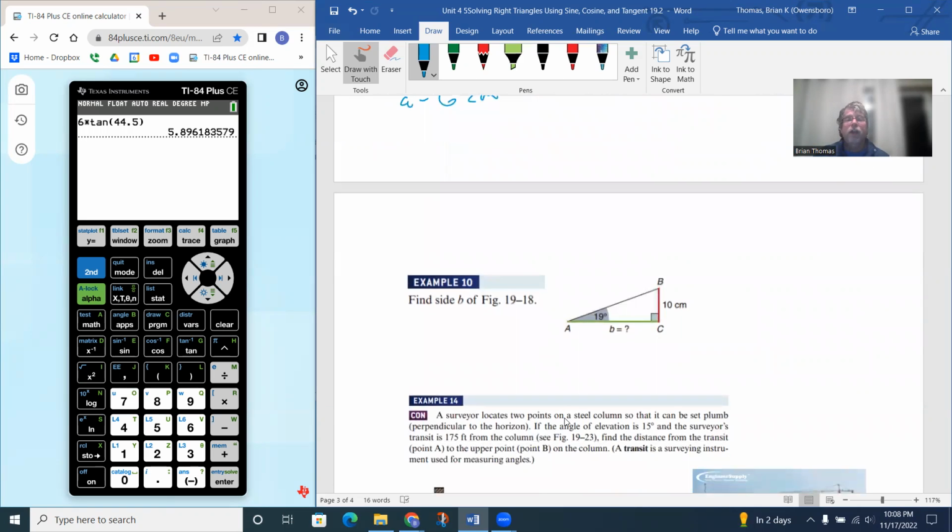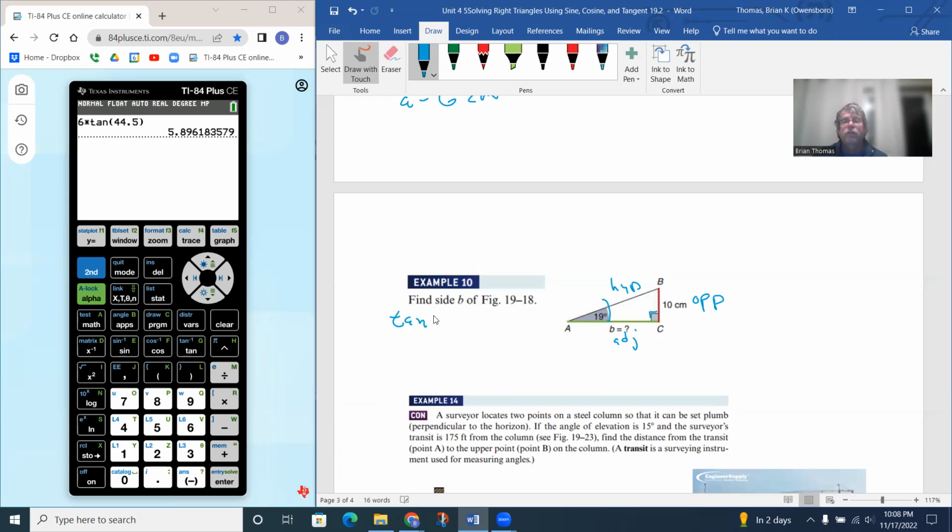So if we want to find side B in this example, notice how, again, we have the acute angle here. So this is going to be the opposite. And again, this is the right angle up here. This is the right angle over here. So this has got to be the hypotenuse, which means this has got to be the adjacent. So what we're looking for is the adjacent. So if the opposite is given and we're looking for the adjacent, that is a tangent problem.